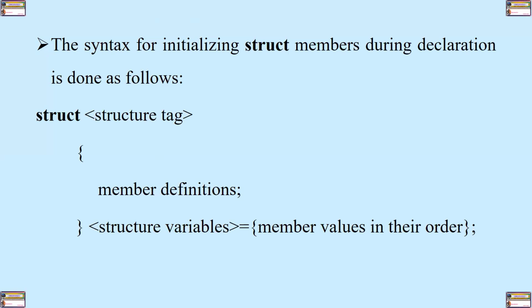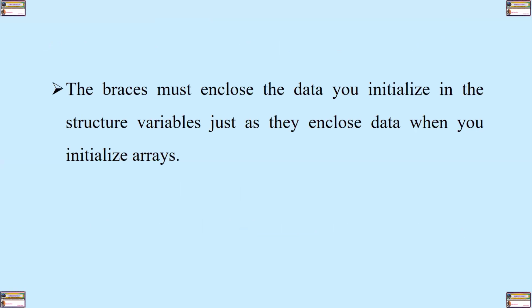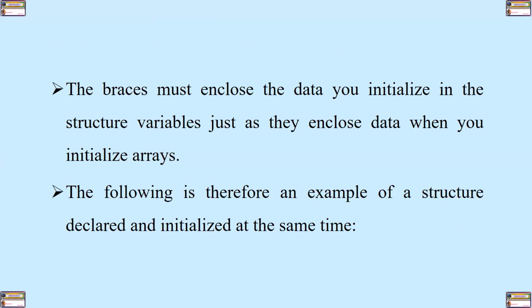And therefore, we put an equal sign and then an opening brace, and we list our values in the order of our members, beginning from the topmost member to the one below, in that order. Then we include a closing brace and a semicolon. The braces must enclose the data you initialize in the structure variables, just as when you initialize arrays. The following is therefore an example of a structure declared and initialized at the same time.